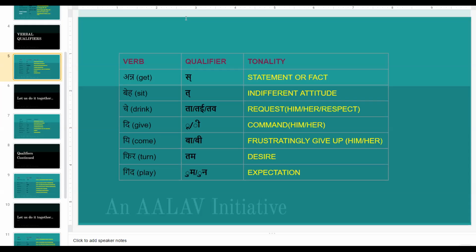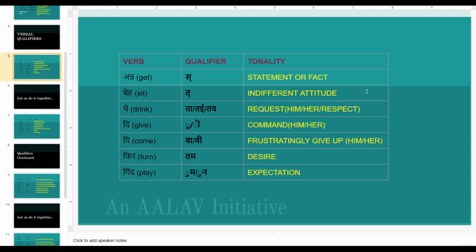Gind. What will be the statement for gind? Gindsa. Very good. Next one, gindt. Gindta, correct. Then the third one is requesting: gindta. We are respectful. What is the command aspect? Gindu. Come play chess. Gindi, you're commanding somebody. Right?